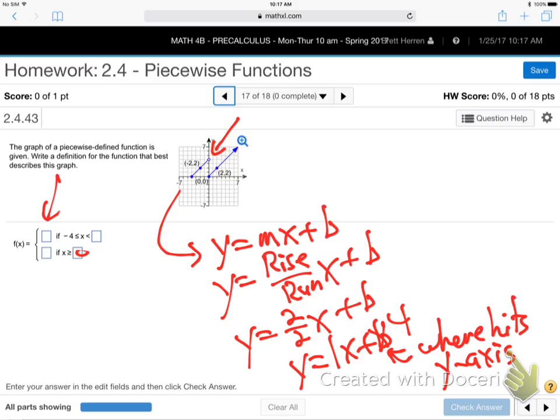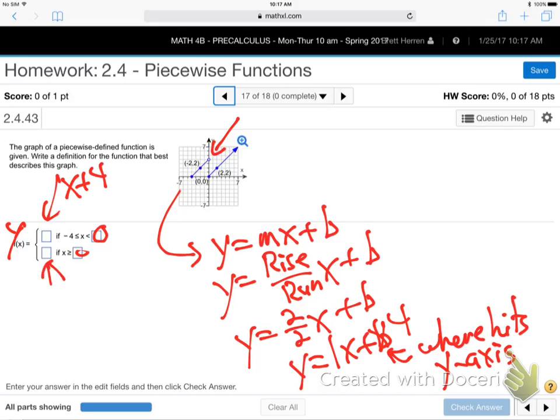So let's put in what we know. So this equation is, what is it? x plus 4. Makes sense so far? I don't need to put in the y, the y is in the front. Good so far on that one? See how I found the slope, rise over run, and then I found the b where it hits the y-axis.